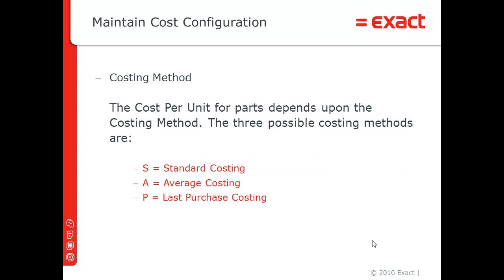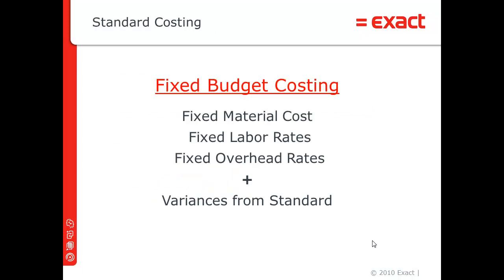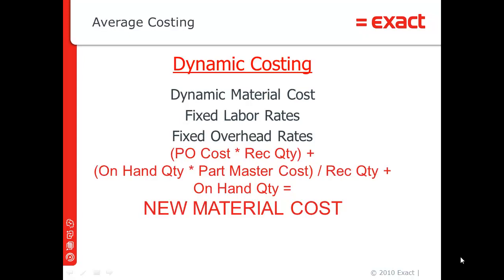Max supports 3 different kinds of cost method: standard costing, average costing, and last purchase price. Standard costing is the fixed budget costing, fixed material cost, labor rates, and overhead rates, and then Max produces variances from the standard. Average costing is a dynamic costing method where you have a dynamic material cost, fixed labor rates, and fixed overhead rates. You can see below the calculation, and that equals the new material cost.